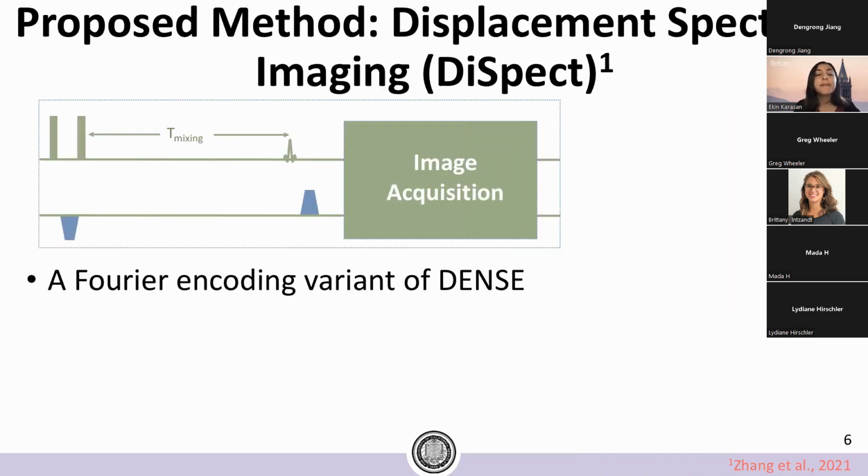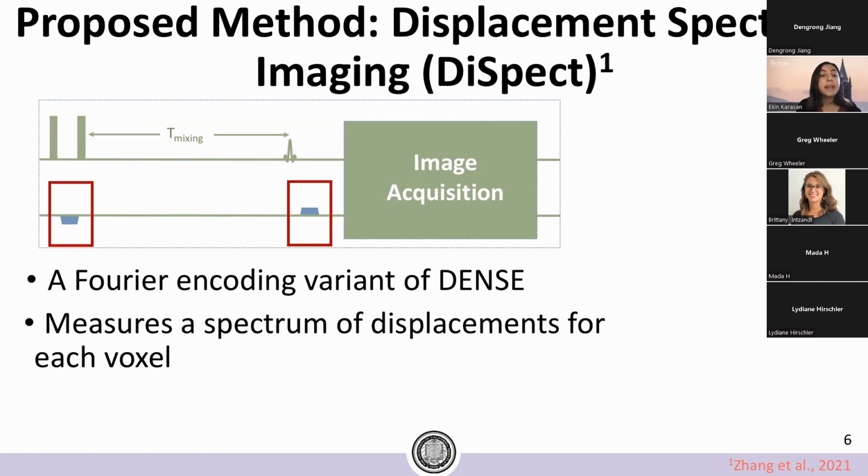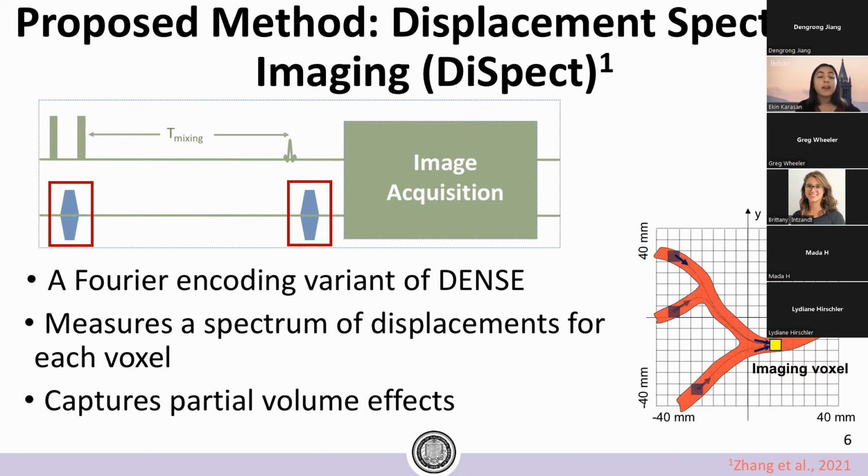Inspired by Fourier velocity imaging, we introduced displacement spectrum imaging, or DiSpect, which is a Fourier encoding variant of DENSE. By varying these displacement encoding gradients, as shown here, instead of measuring a single displacement value per voxel, we can measure up to a 3-dimensional displacement spectrum for each of our image voxels. By capturing a displacement spectrum for each voxel, we can resolve partial volume effects, for example, when spins come from multiple different sources into the same image voxel.